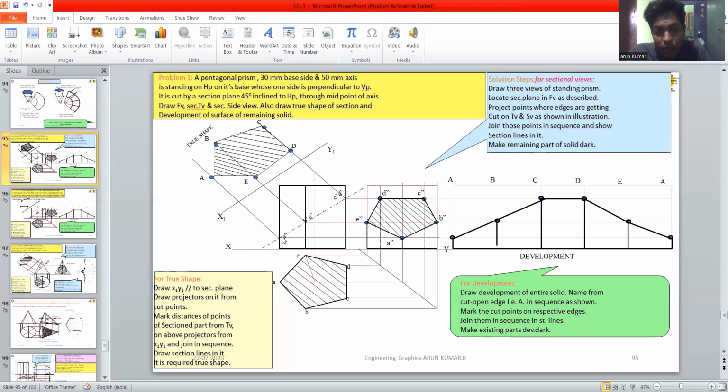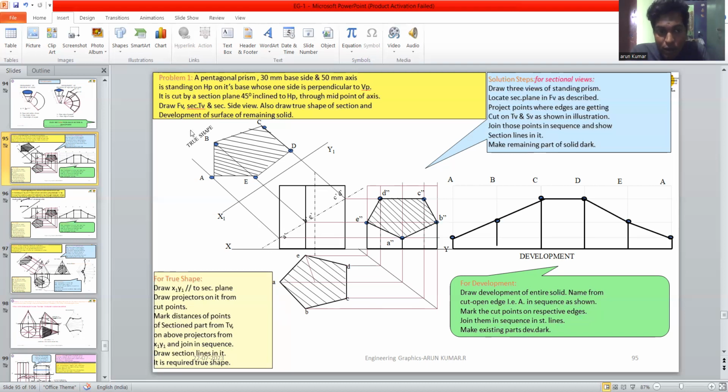After cutting these portions, I get the remaining values, and I project all the lines towards the top view, so I get the sectional top view. For example, the corner A is cut at A dash, EB is cut at B dash and E dash, and DC is cut at C dash and D dash. These cutting points we represent in the top view, and that is called the sectional top view.